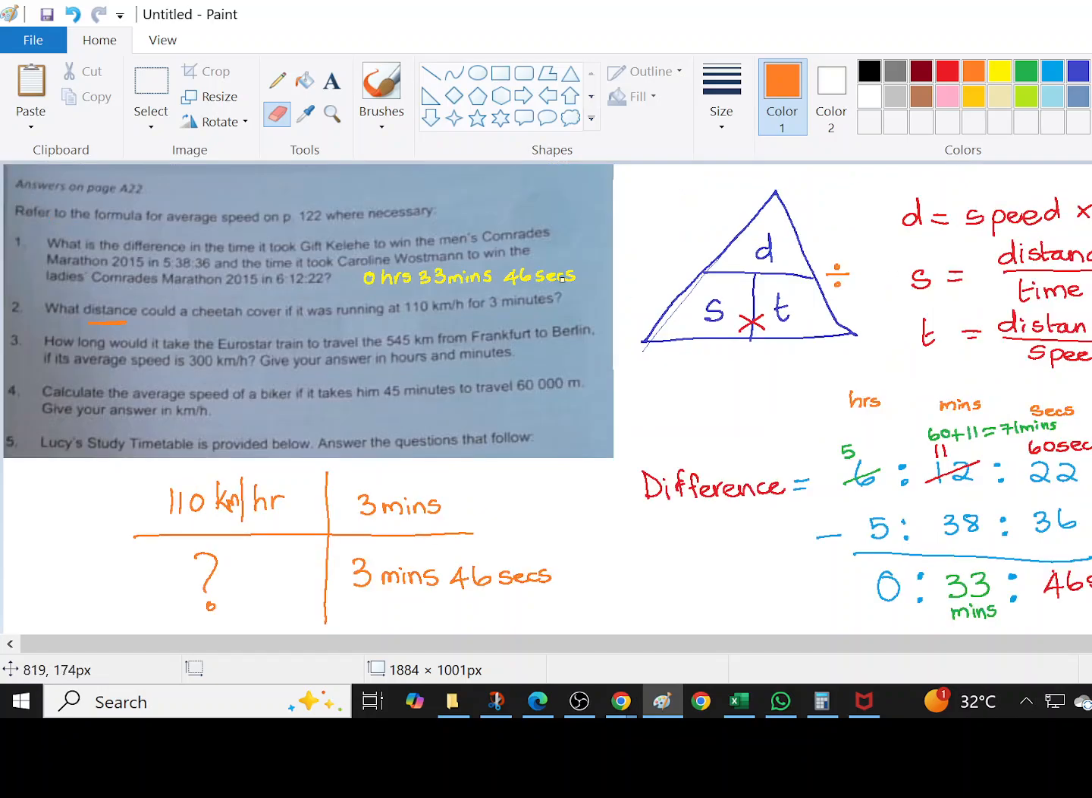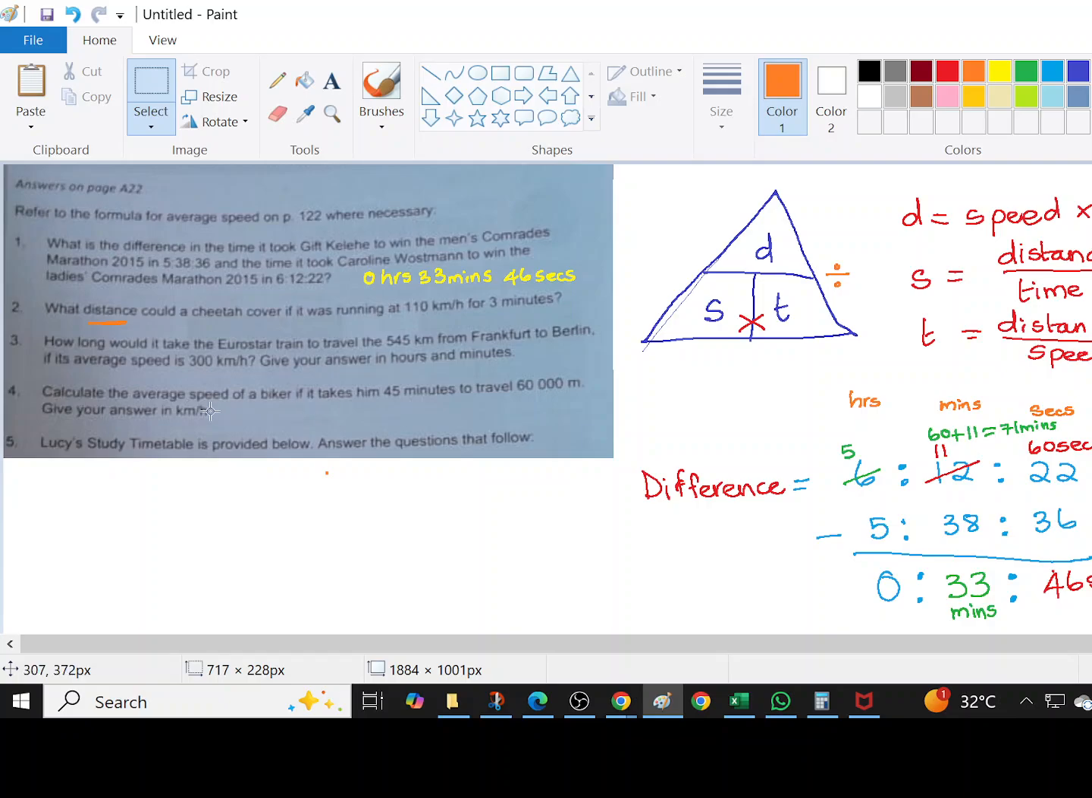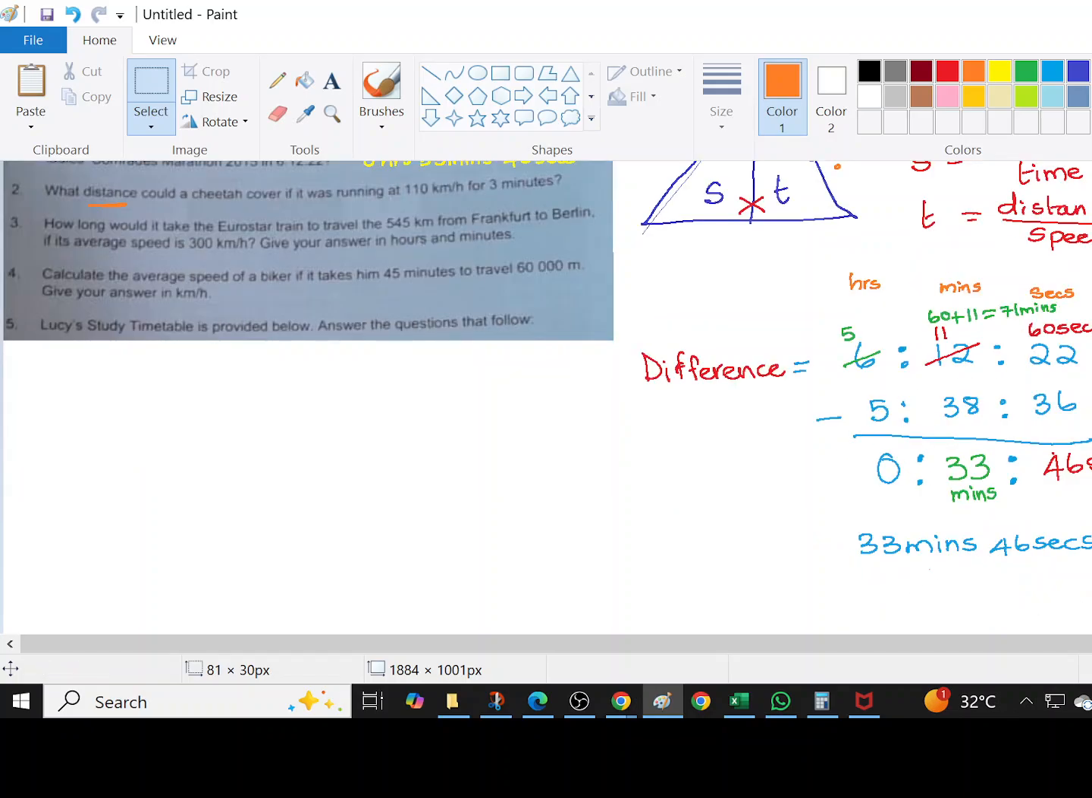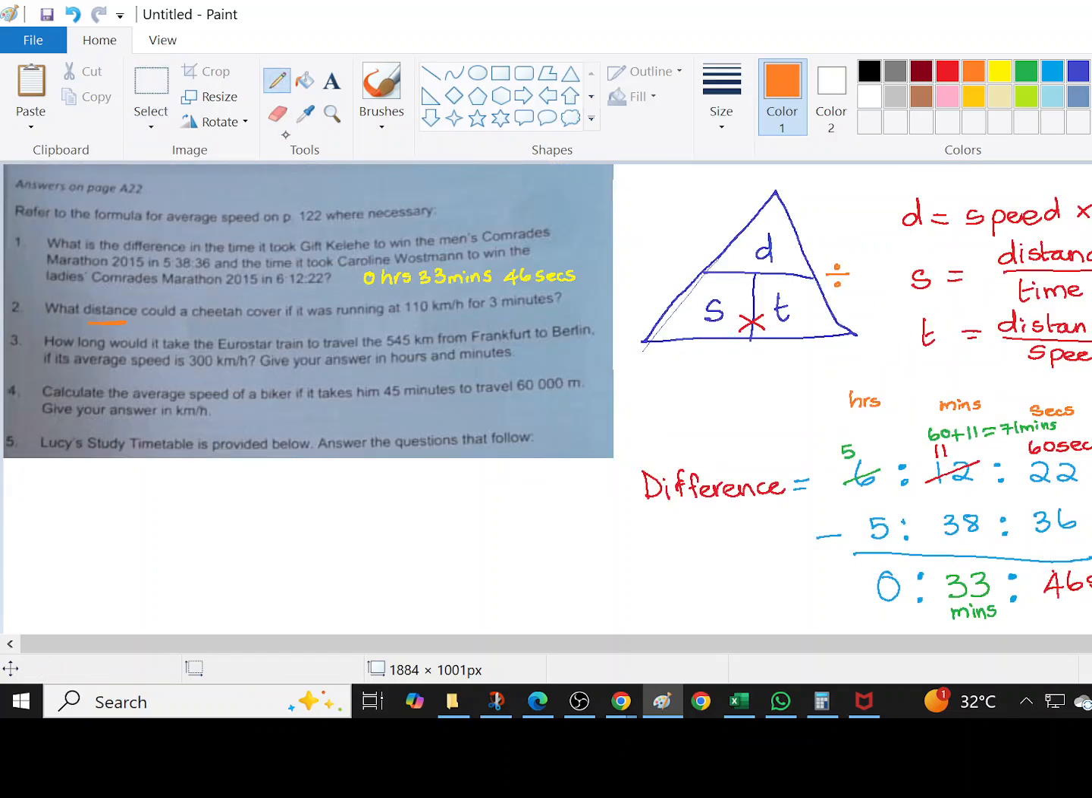Sorry, wait. What distance could a cheetah cover if it was running? Oh no, I'm being silly. Sorry. The two sums do not correspond. The two sums don't correspond. Okay. So if the cheetah, this is how you must do it.